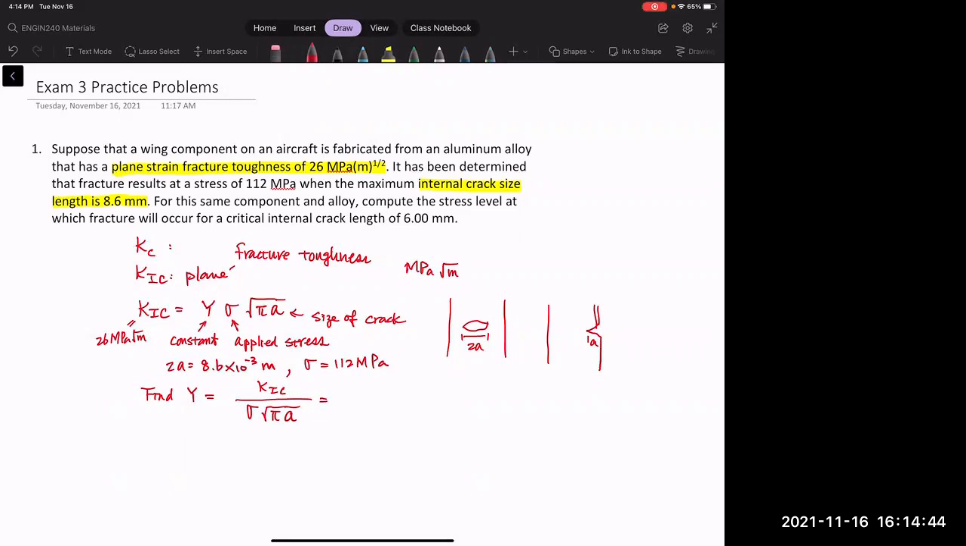I didn't calculate this. Let me just quickly find the result. This is a 112 times the square root of pi times A is going to be 4.3 times 10 to the negative 3. Okay, so that is the thing that you need to find. And I'm doing a quick calculation to find out what the answer is.